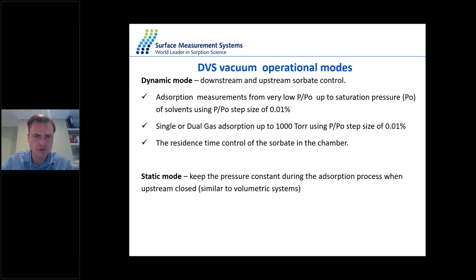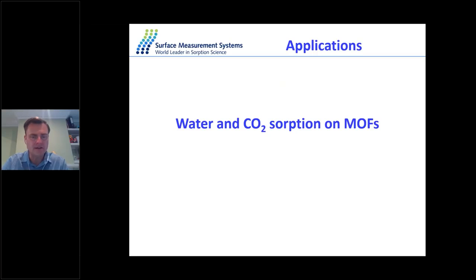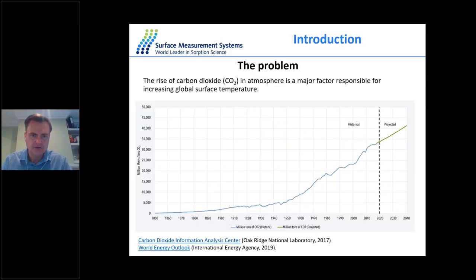Now let's move to applications. So one of the first applications, we're going to look at the water vapor isotherms and CO2 adsorption isotherms up to 1 bar on MOFs. So, and this is very useful for the current climate. So basically, there is a huge interest to study carbon capture.